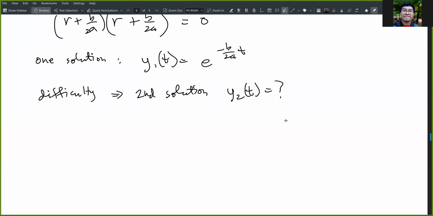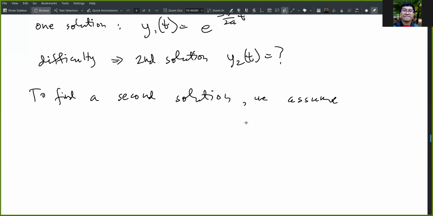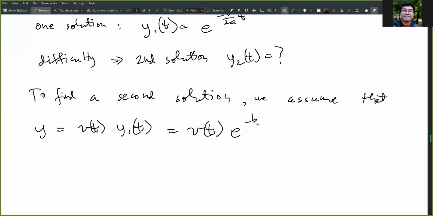Okay, so to find a second solution, we assume that y, the solution, can be written as v(t) y1(t), or that y = v(t) e to the minus b over 2a t, where v(t) is unknown.